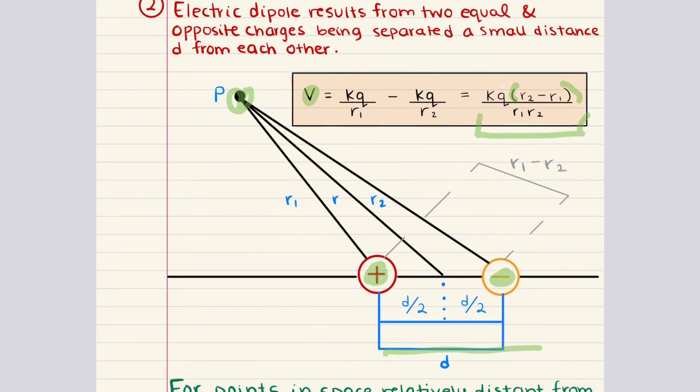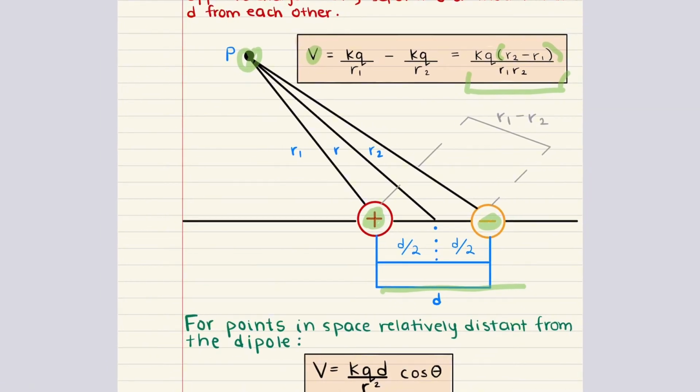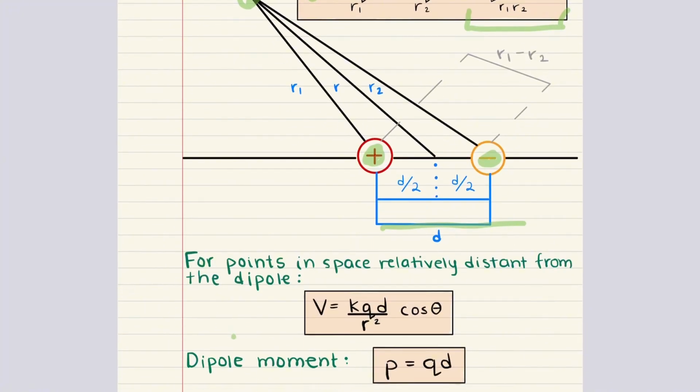For points in space that are relatively distant from the dipole, the electric potential can be written in this manner. Here we see that V is equal to KQD over R squared cosine theta. D is the separation between the two charges. Theta is the angle between the position vector and the axis of the dipole, and R is the distance to the point from the dipole.